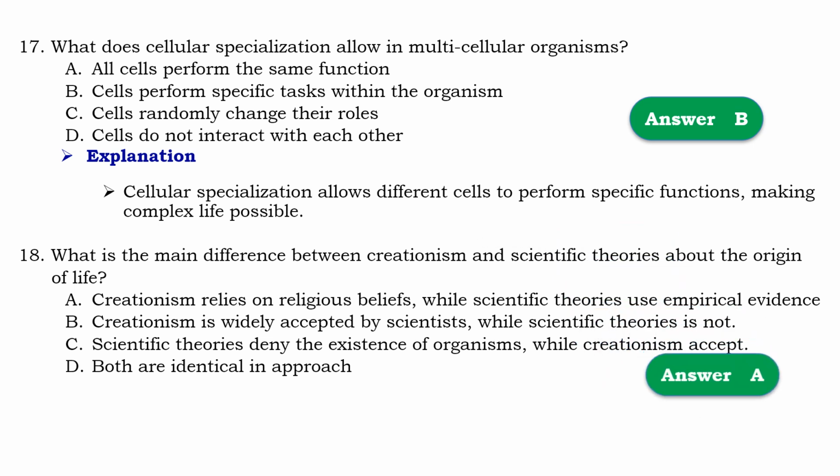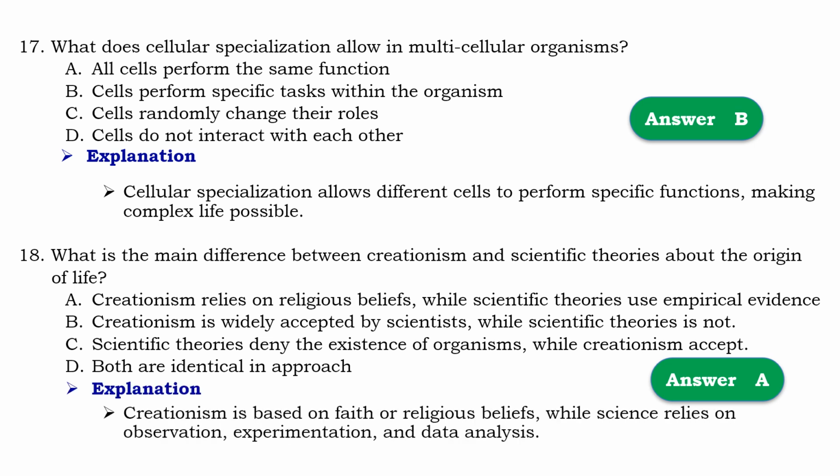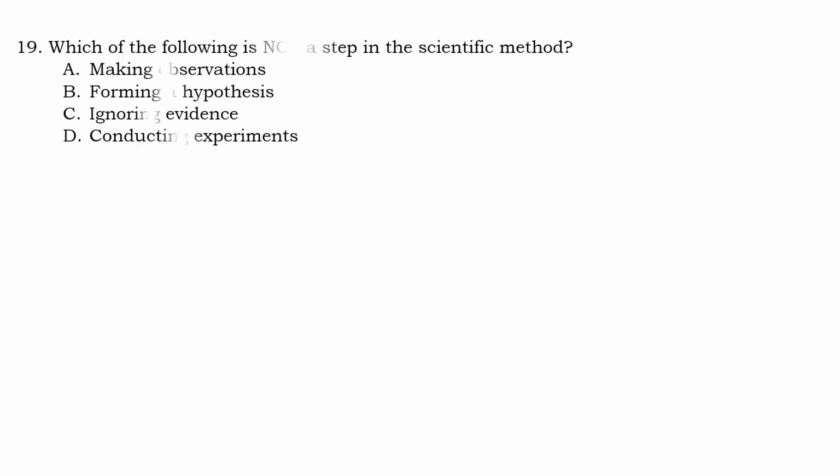So that should be A. Creationism relies on religious belief while scientific use empirical evidence. Means that creationism is based on the faith or religious belief while science depends on observation, experimentation, and data analysis.